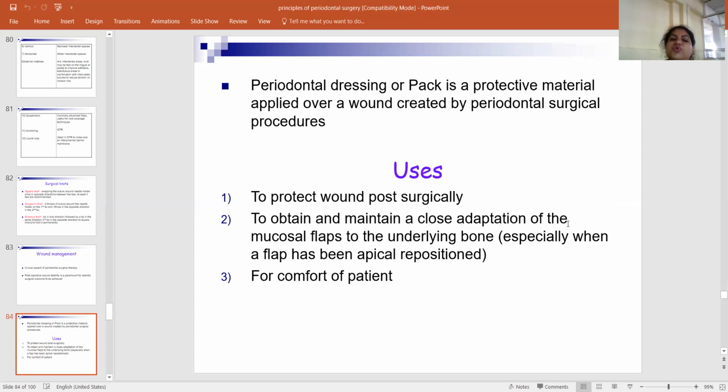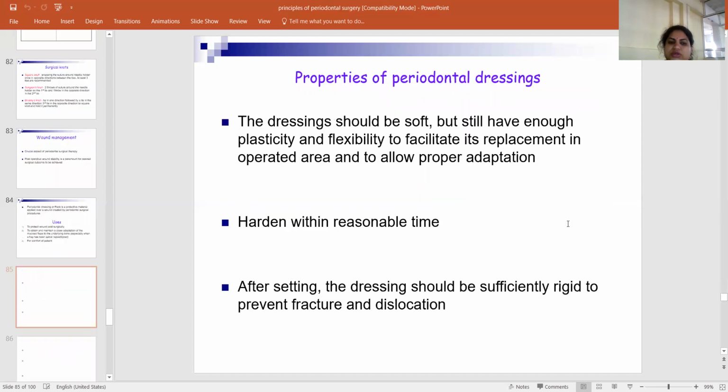from the hot or cold substances which we are using at the time of your surgery.